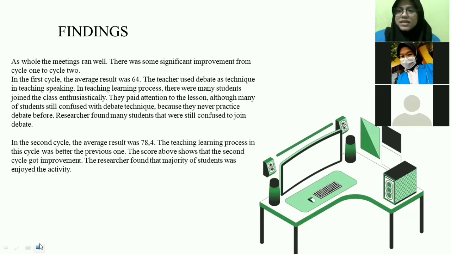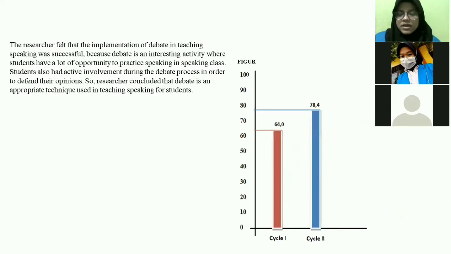In the second cycle, the average result was 78.4. The teaching learning process in this cycle was better than the previous one. The score above shows that the second cycle got improvement. The researcher found that the majority of students enjoyed the activity. Okay, we can look at this graphic, cycle 1 and cycle 2.